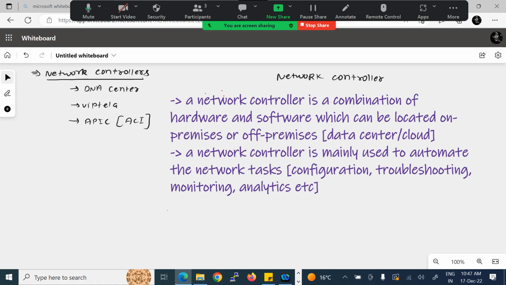We'll talk about licensing as well, how licensing works. Right now we are just talking about software defined networking: what the traditional approach is, what the new approach is, types of network, then types of controller. Then our focus will be only on DNA Center. Okay, then let's move further.